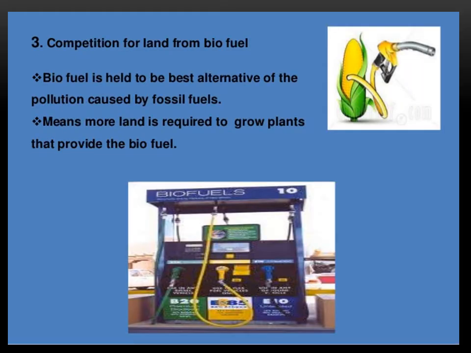The third reason is competition for land from biofuel. Biofuel means when we derive fuel from living matter. As the world becomes more concerned with pollution from fossil fuels, biofuel is held to be the best alternative. Land is needed to grow the plants that provide the biofuel.